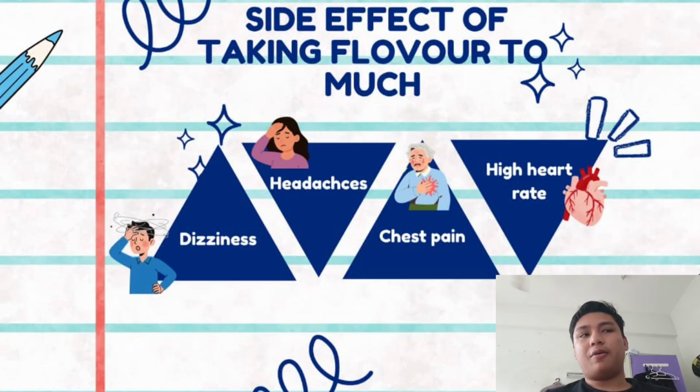The effect of taking too much flavor on our body is that first we can experience dizziness, because as we know, flavoring sometimes like MSG has a high sodium content, which can make our body feel a little dehydrated. And then we have headaches and chest pain, and finally a high heart rate per minute.